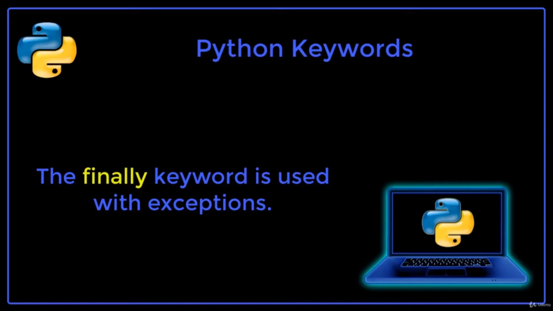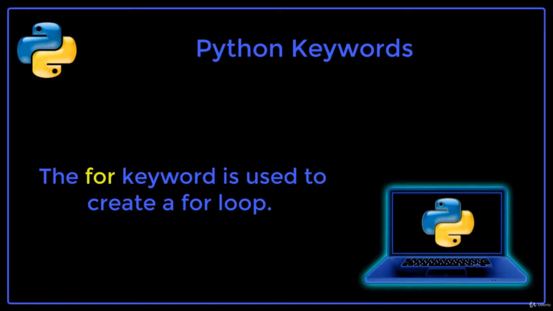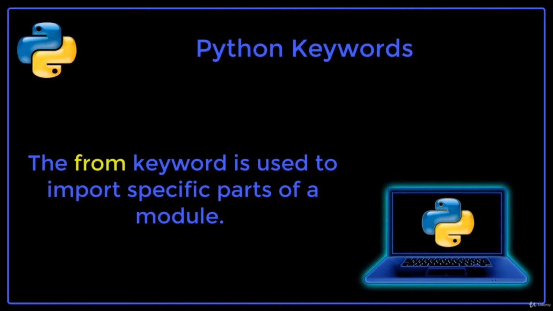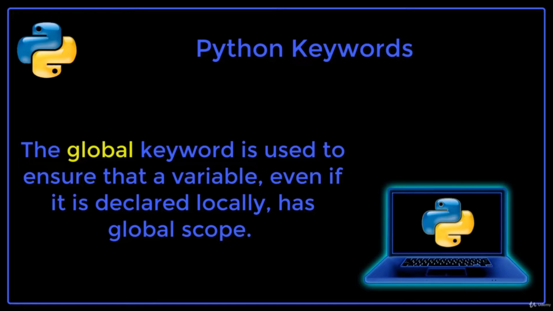The finally keyword is used with exceptions. Any code inside of the finally block will be executed no matter if there is an exception or not. The for keyword is used to create a for loop. The from keyword is used to import specific parts of a module. The global keyword allows you to modify a variable outside of the current scope.